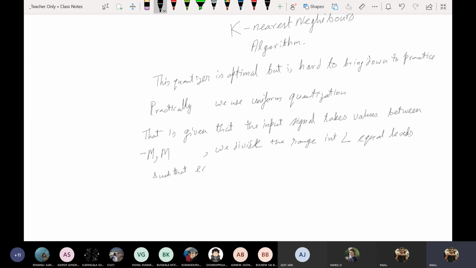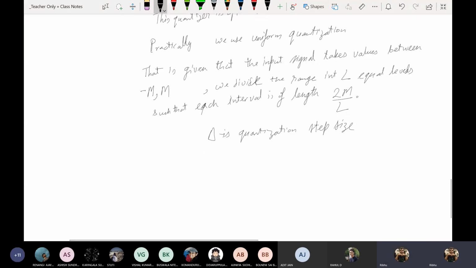Each interval is of length 2M divided by L. So we divide it, and we call this delta the quantization step size, and delta equals 2M over L.